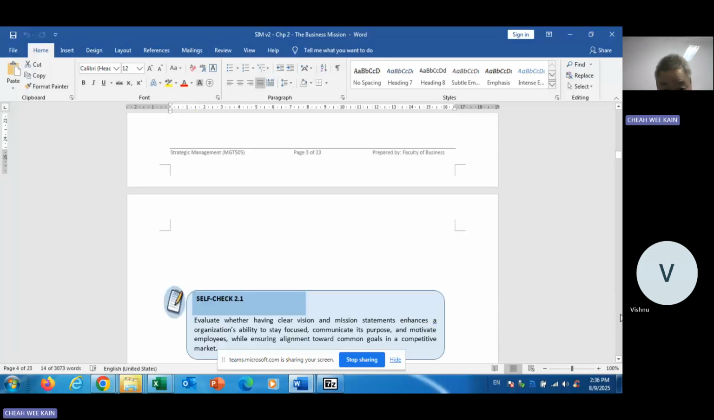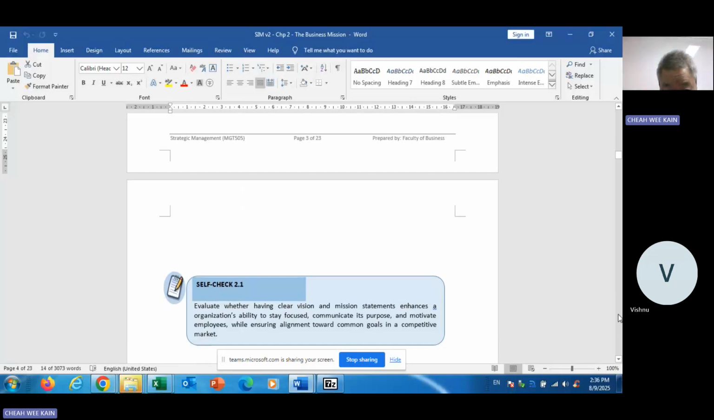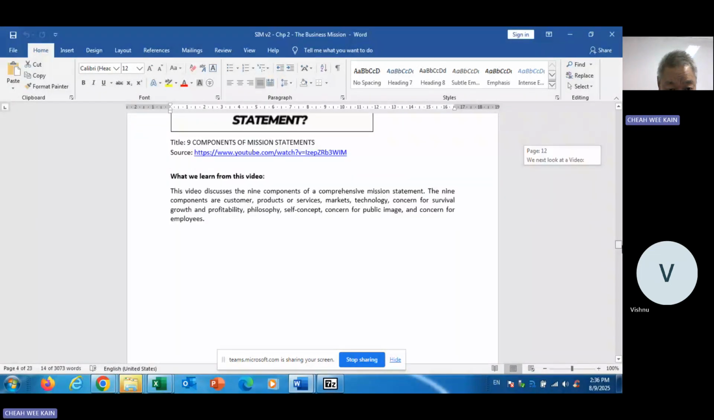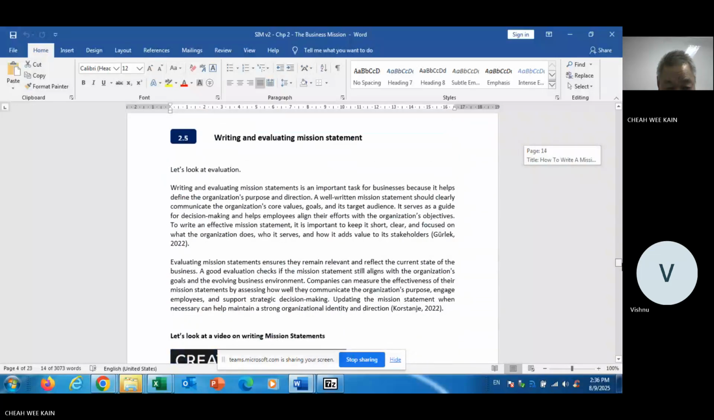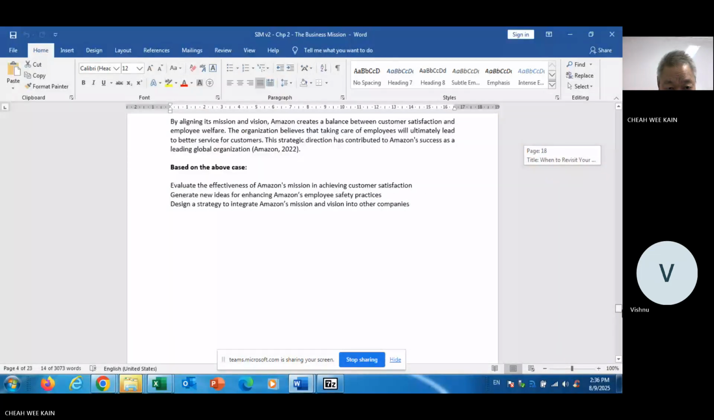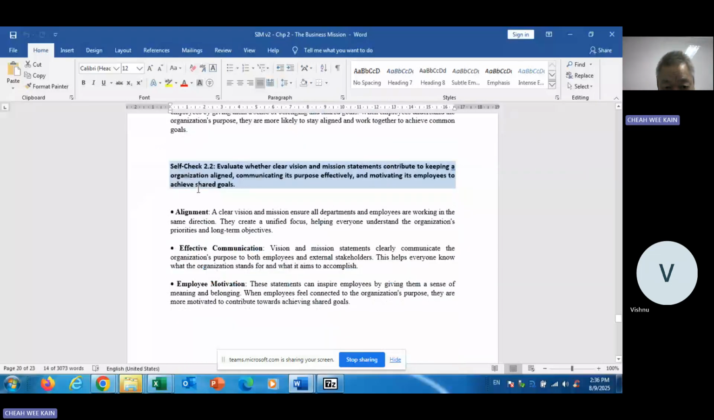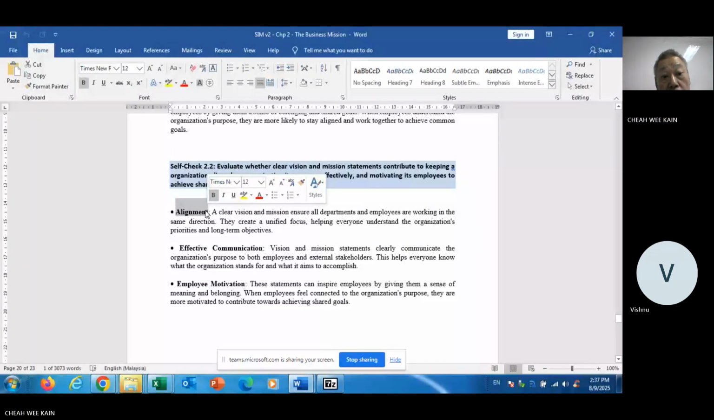So, one, evaluate whether clear mission and vision statements enhance the organization's ability to stay focused. Okay. So let's look at the answer. Subjective. Alignment. Are they moving in the same direction? Are the people, the employees, all working in the same direction? If they are not, it can be a problem.